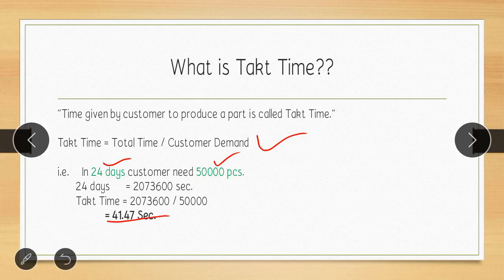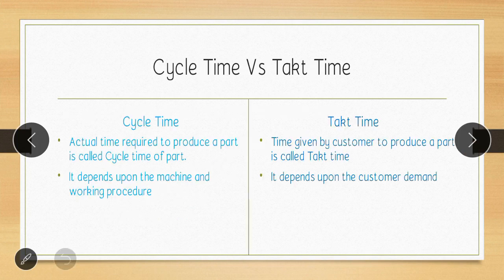So it will be the takt time. According to the customer, we need to produce one part in 41.47 seconds, but actually we need to make a part in less than this. The difference between cycle time and takt time is that cycle time is the actual time in which we produce a part, and the takt time is the time given by the customer to produce a part.